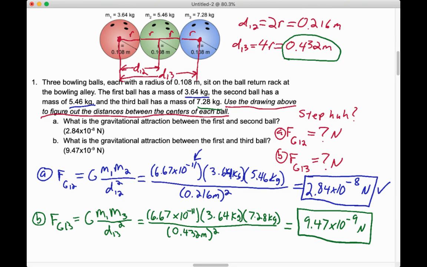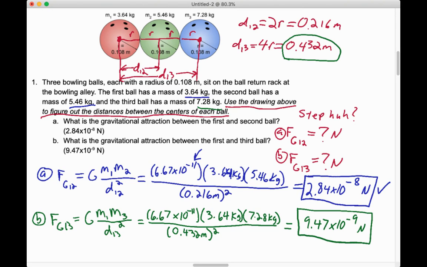And step, does this make sense? Well, notice this actually is a smaller number than we got for our answer for part A. So yeah, 9.47 is bigger than 2.84, but that's not how scientific notation works. Because our top number is times 10 to the minus 8th. Our other number, our answer for part B, is 10 to the minus 9th, so it's an order of magnitude smaller. So we got a smaller force.